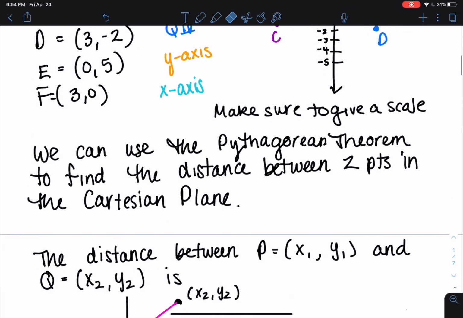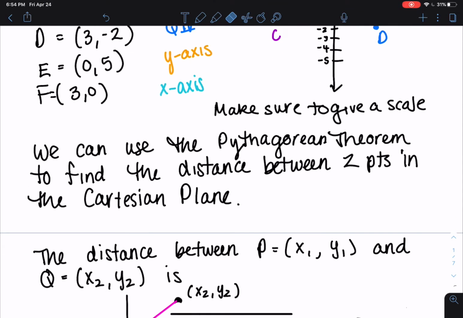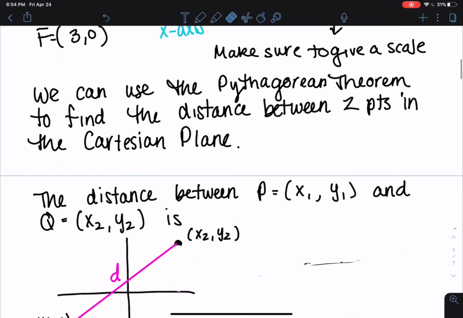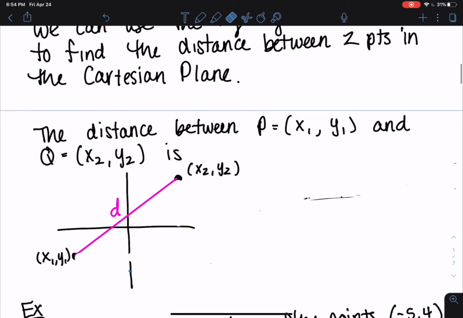If we want the distance between any 2 points now, we can utilize what we learned in the last section with the absolute value, but we can also use our Pythagorean theorem. So if you have 2 points, x1, y1, and x2, y2, we want to calculate the distance between them. We're going to call it d. We're going to draw in a triangle, and we want to find the length of each of these sides.